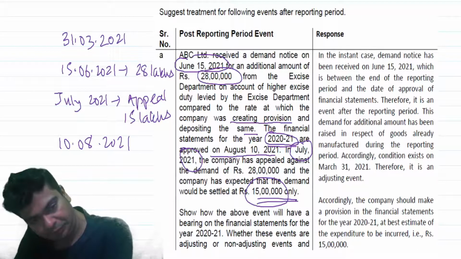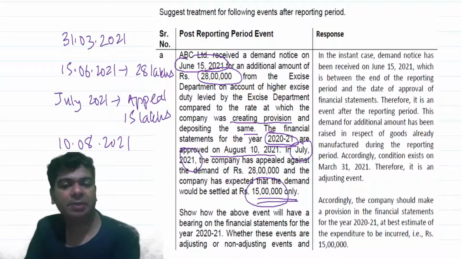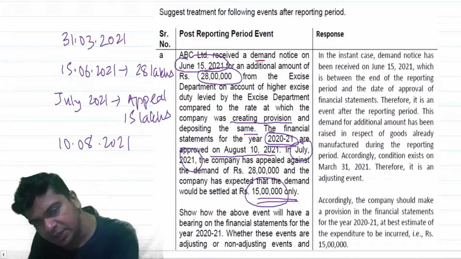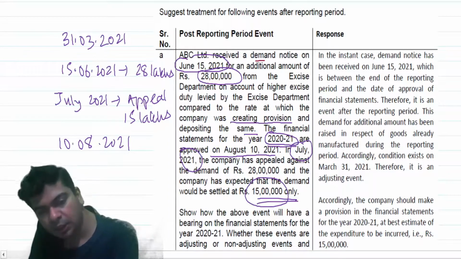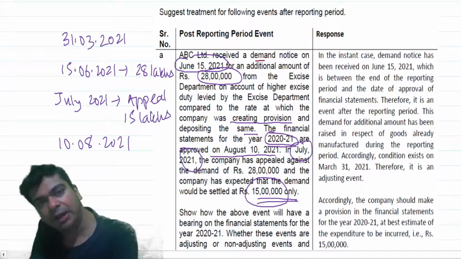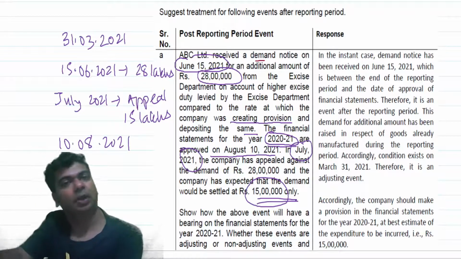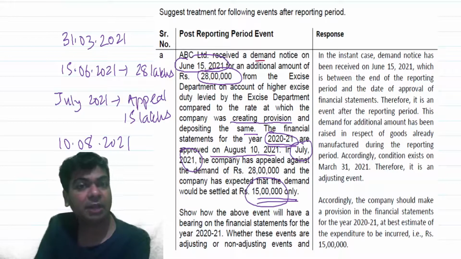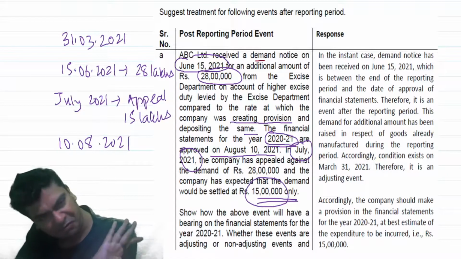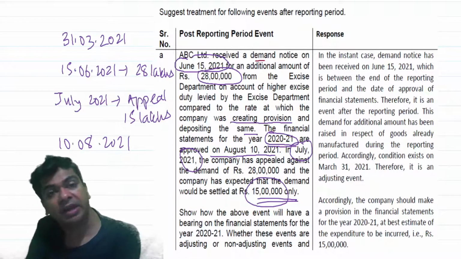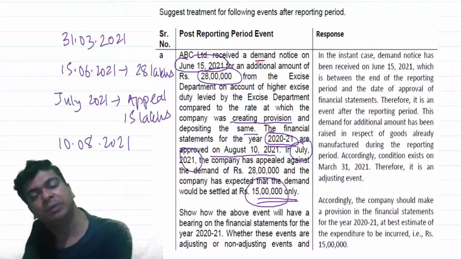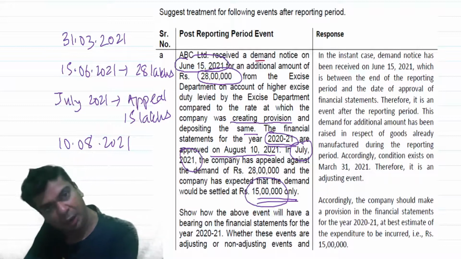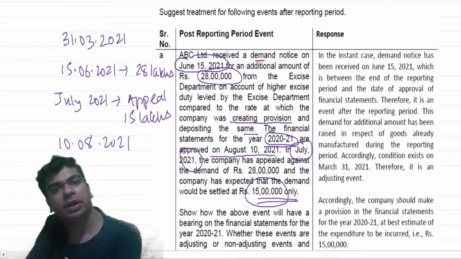What do you say? They are saying ABC Limited received a demand notice. I'm again reading the question. Demand notice, additional amount of higher excise duty. And we have already been calculating excise duty at a particular rate. The excise department feels that no, this is not the rate applicable. This higher rate is applicable. This is a very common excise dispute which keeps on occurring. You may go for a particular classification, excise department may think of another classification, and accordingly the rates may differ.